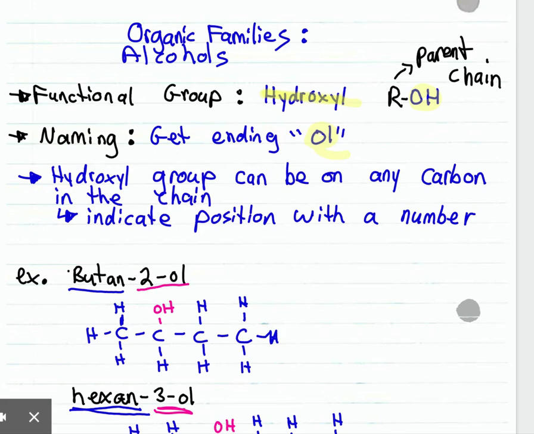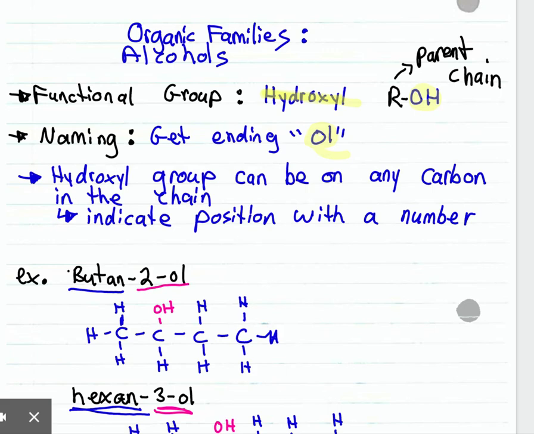Okay, so when you have this hydroxyl group right here bonded to a carbon chain, you have to indicate that that hydroxyl group is there. Just like we have to indicate there's a methyl group or a double bond or a chlorine bonded to the hydrocarbon chain. And to do that in the name, they get the ending ol, O-L, okay? Just like alcohol, it has the ending ol.